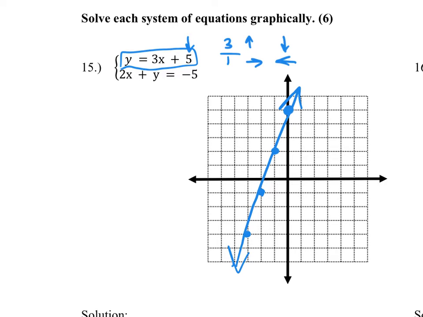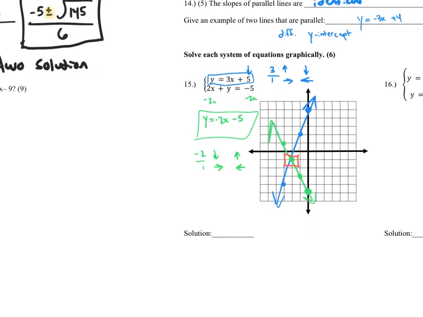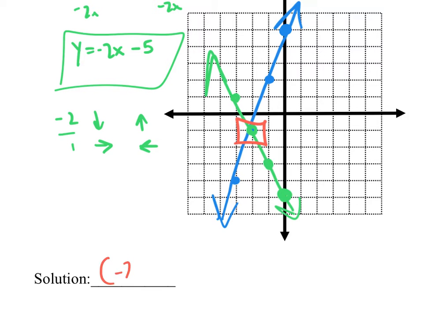Now for the second one, which I'll do in green, I need to subtract 2x from both sides first, so that I have it in y equals mx plus b form. Now it has a y-intercept of negative 5. So here's negative 5, and its slope is negative 2/1. So down 2 to the right 1. That'll take us off the page, so we can do the opposite of both, which is up 2 to the left 1. And if I go up 2 to the left 1, you'll see that these lines do in fact cross right here at this point. So this solution is negative 2, comma, negative 1.